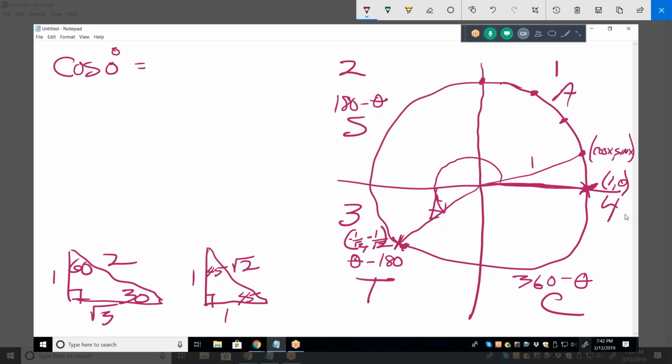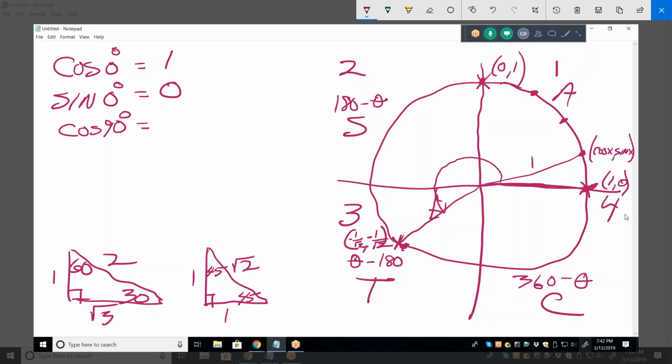Remember the x-coordinate is cosine. What's the sine of 0 degrees going to be? 0. Okay, and I can go around the horn. This point up there is (0, 1). So if I said to you, what's the cosine of 90 degrees?